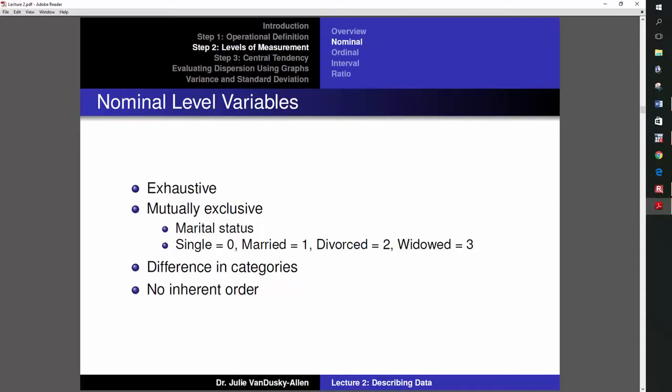Note that while there is a numerical difference in these categories, 0 versus 1, for example, these categories do not have any inherent order. While 1 might be numerically greater than 0, married people are not inherently greater than single people, and widowed people are not greater than divorced people or married or single people. Since there is no inherent order in this variable, it is a nominal level variable.